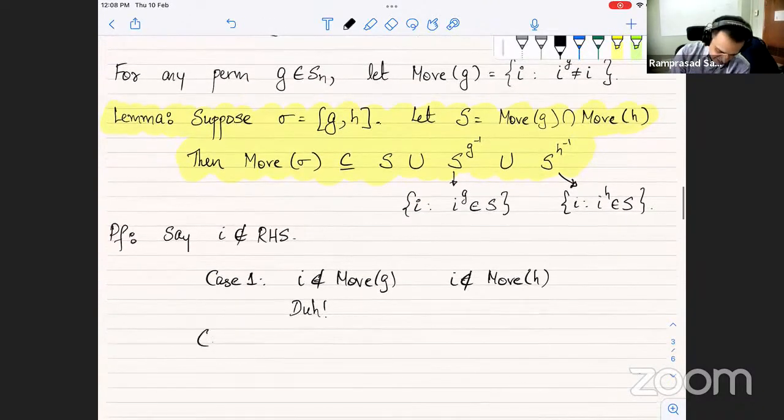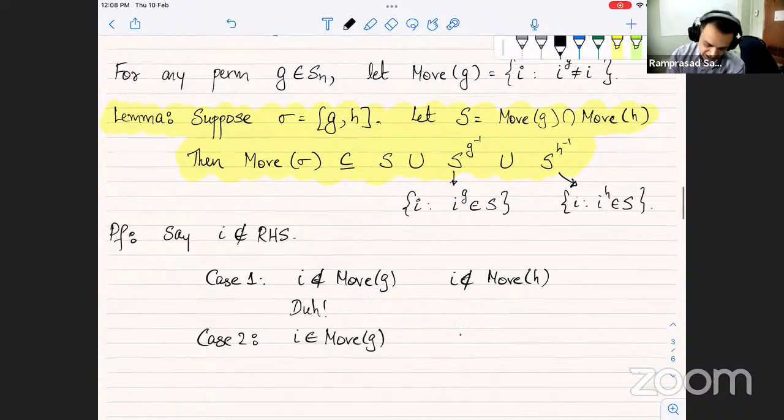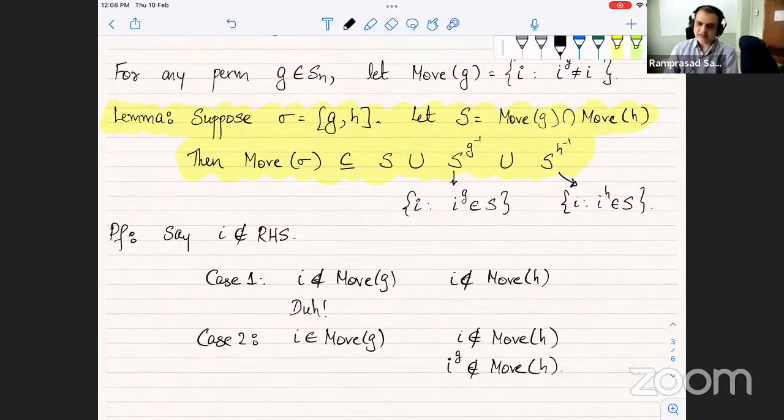Now the interesting case is when this other thing happens. Case 2: let's say i happens to be in move G, which means that i should not have been in move H, because otherwise it will end up falling inside S. So what else can we say in addition to this? What can I say about i power G? I claim this should also not be in move H. Can someone say why?